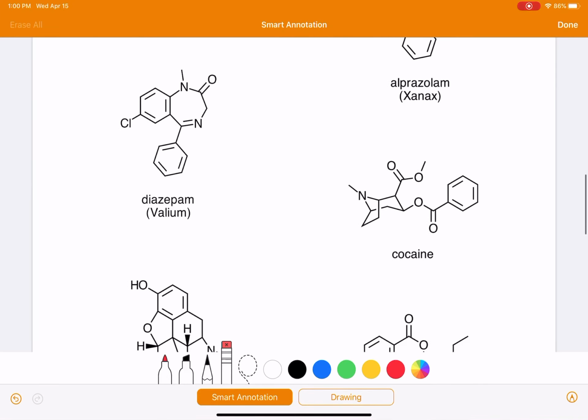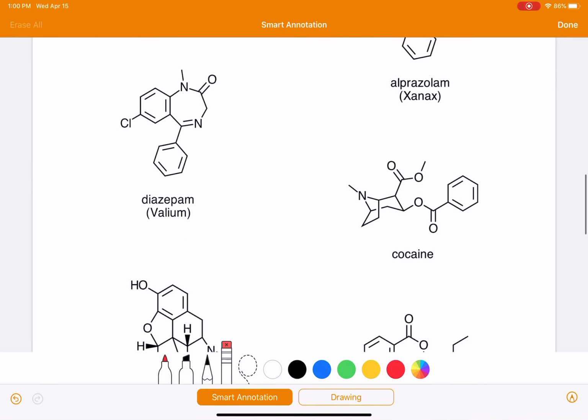Before we do that, let's make a note of what each one of these means. A primary has 2 hydrogens, 1 carbon chain. A secondary has 1 hydrogen and 2 carbon chains.